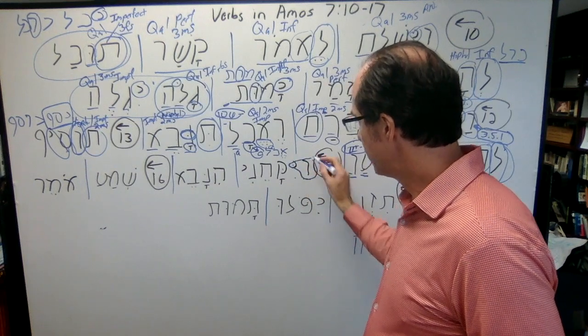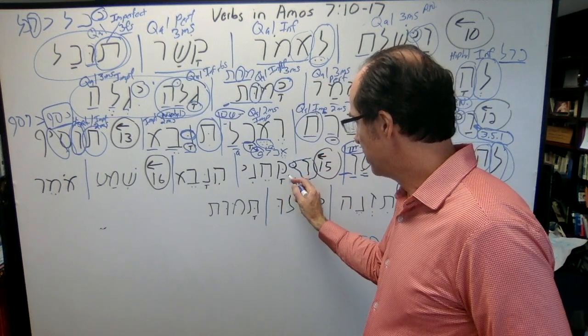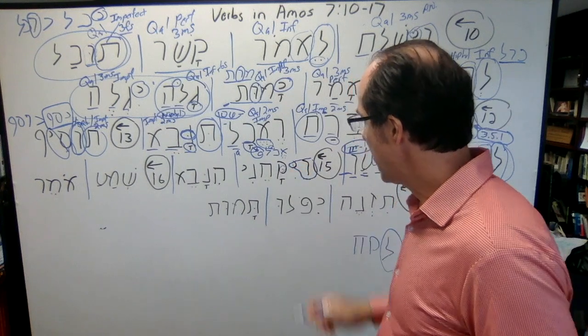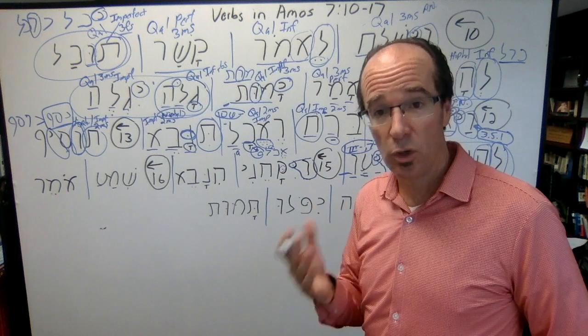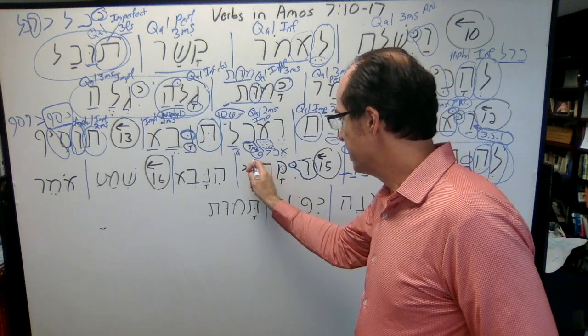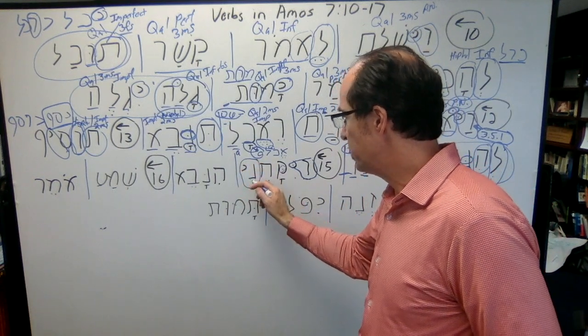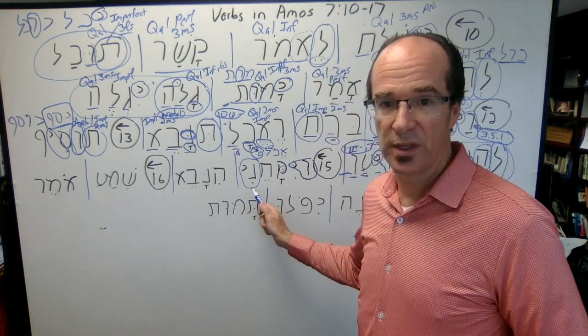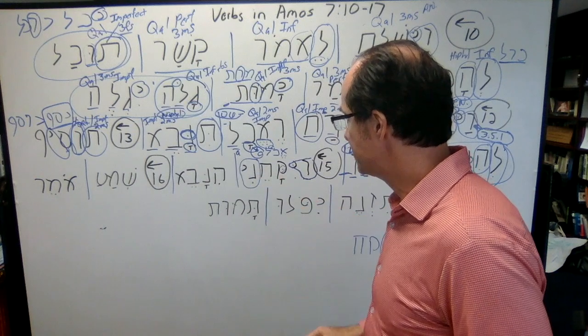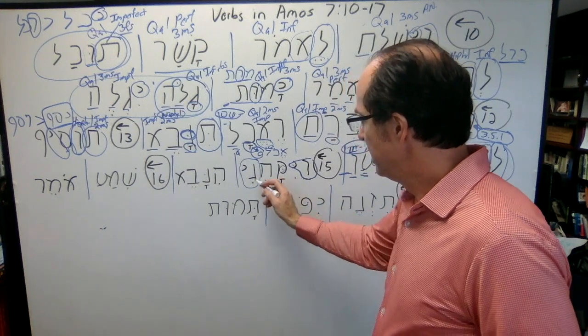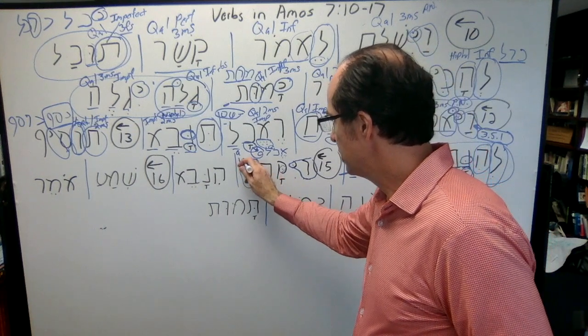Vav consecutive at the front. Again, I notice I have a doubled radical, so perhaps I'm thinking this is a nifal. It looks like it could be. I'll explain why. This morpheme here at the end might throw you off, but this is the pronominal suffix. And this is first common singular suffix.